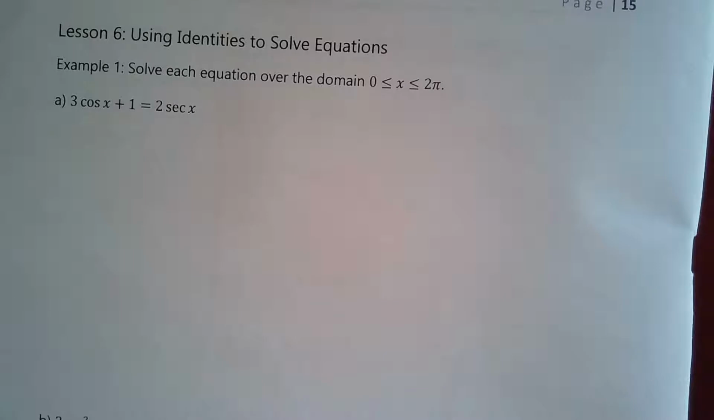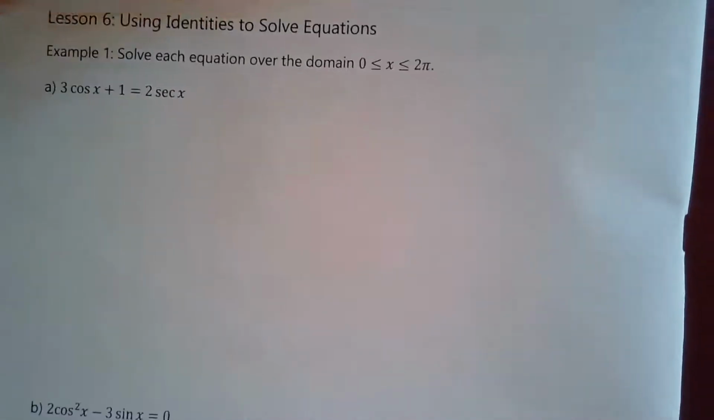Today we're going to continue on with chapter 7, and we are right now on lesson number 6. What we've been talking about are trig identities. Just to refresh our memory, since it's been a while since we talked about it, this is where we were.